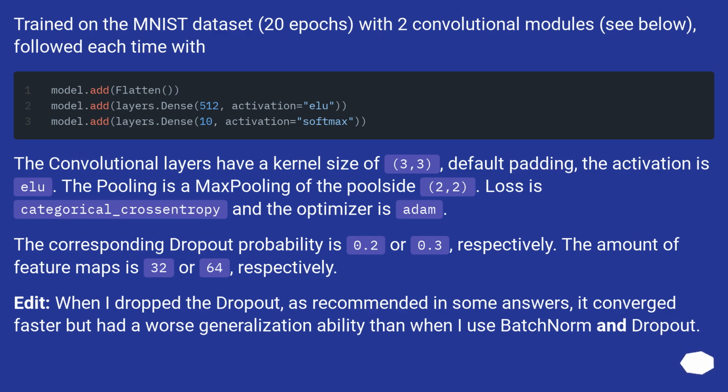Edit: when I dropped the dropout, as recommended in some answers, it converged faster but had a worse generalization ability than when I used batch norm and dropout.